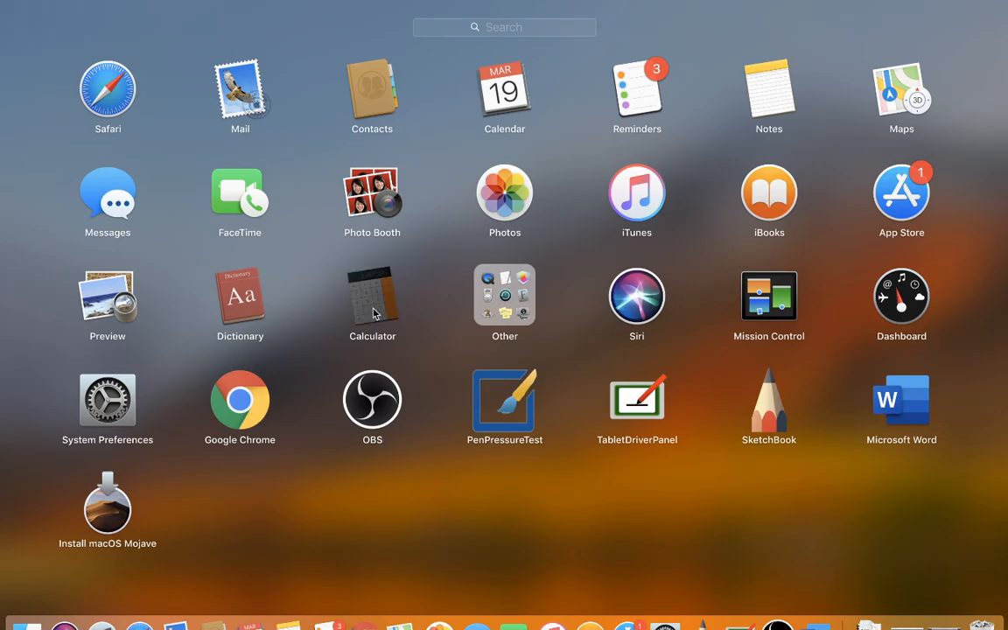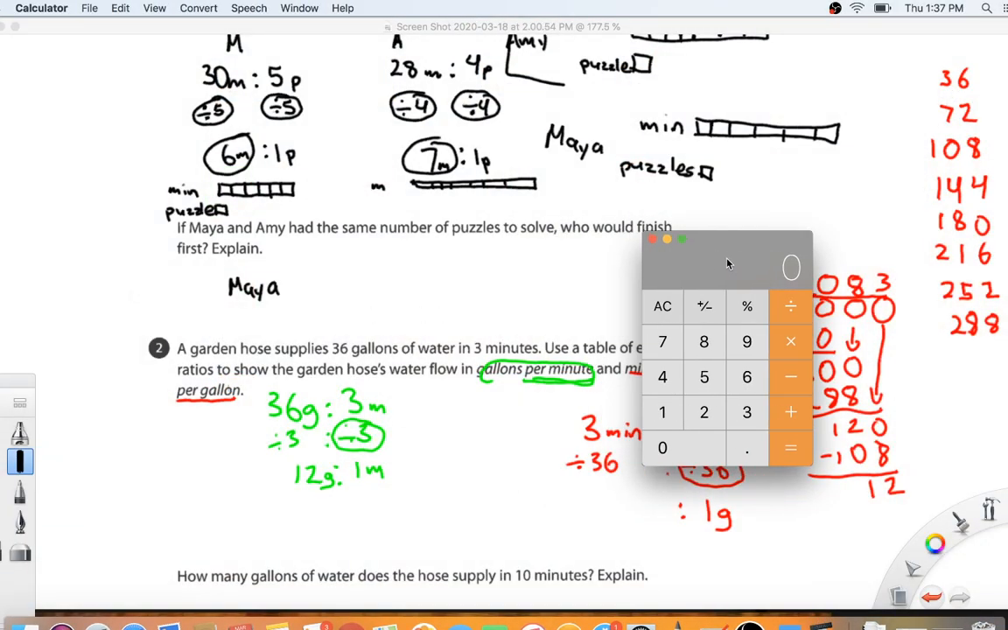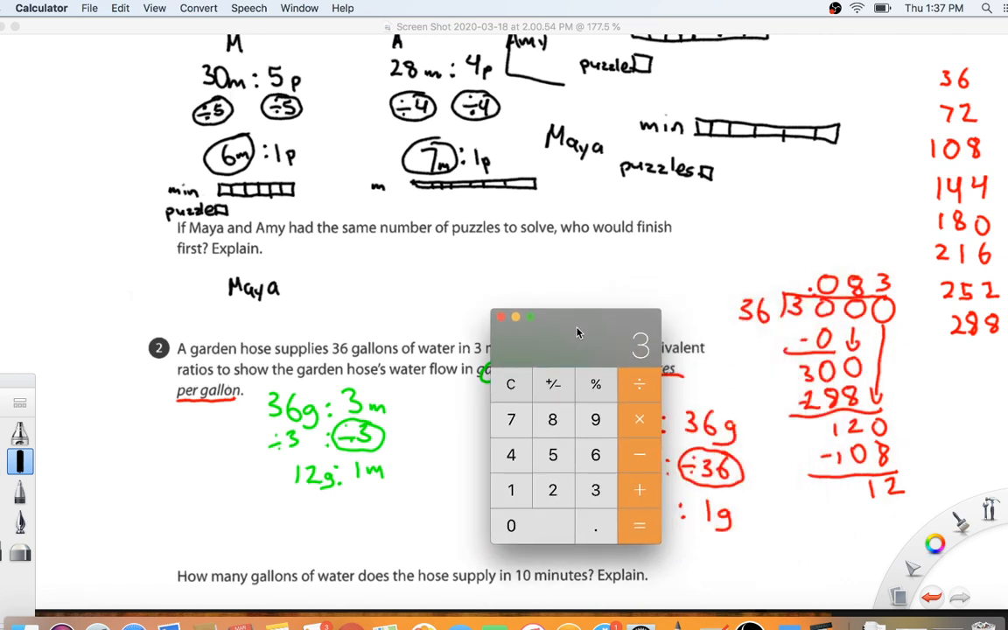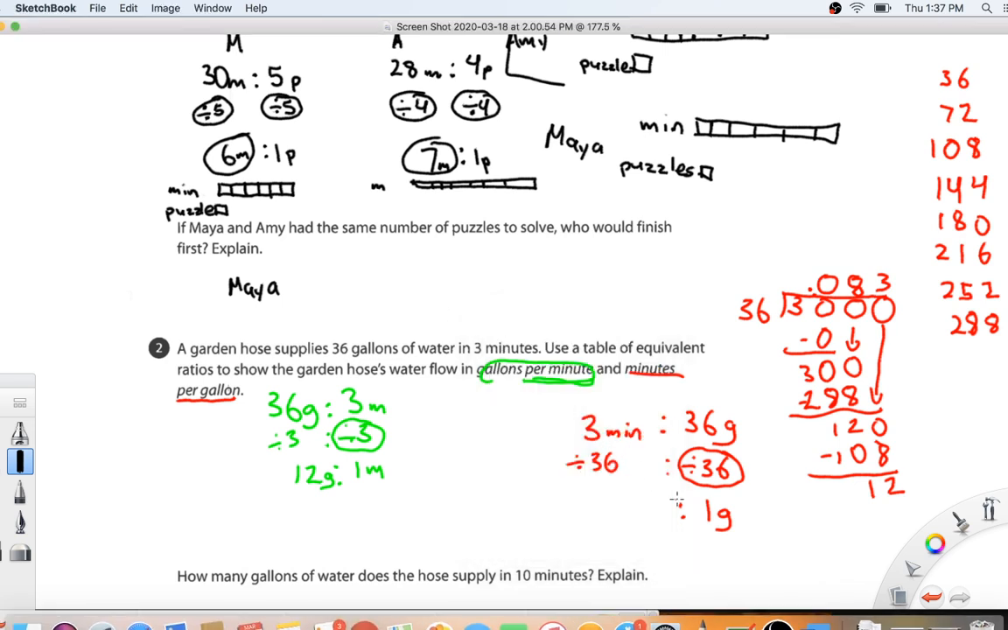Where is our calculator? Okay. So 3 minutes divided by 36 gallons. So 3 divided by 36 gives us 0.08333. Oh, we did get that right. So that means that for 1 gallon, it takes 0.083 minutes.